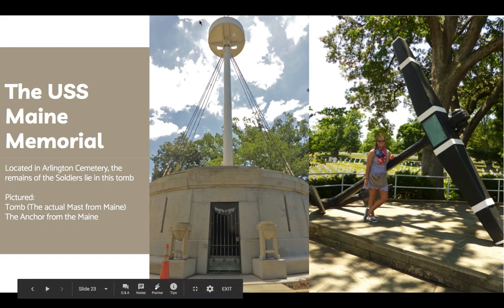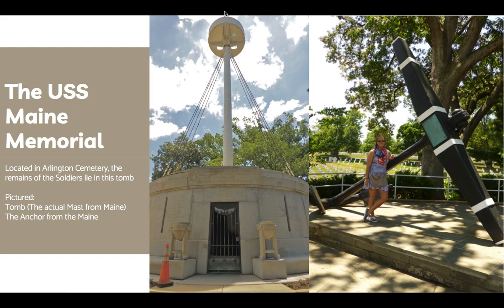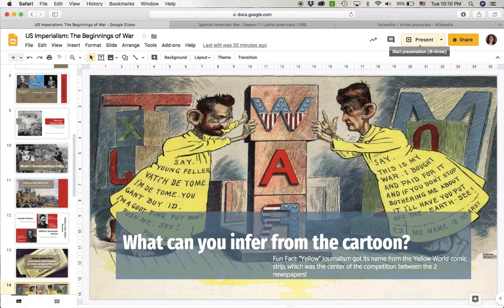So this is where the remains of the victims of the explosion are. This is the actual mast from the ship that you saw in earlier pictures. So that is the actual part of the ship. They also have the anchor of the ship there. There's me. And then also there's a couple cannons as well. So that is all we have.